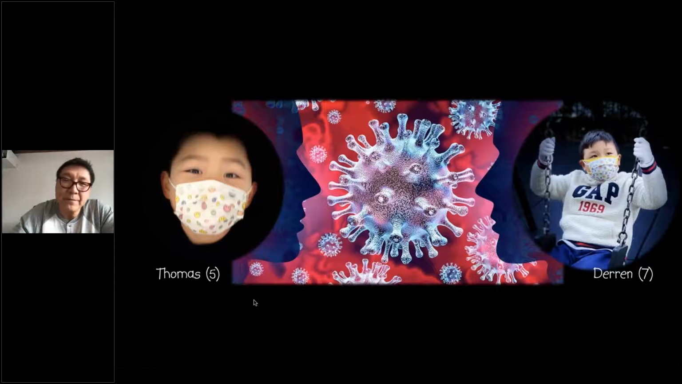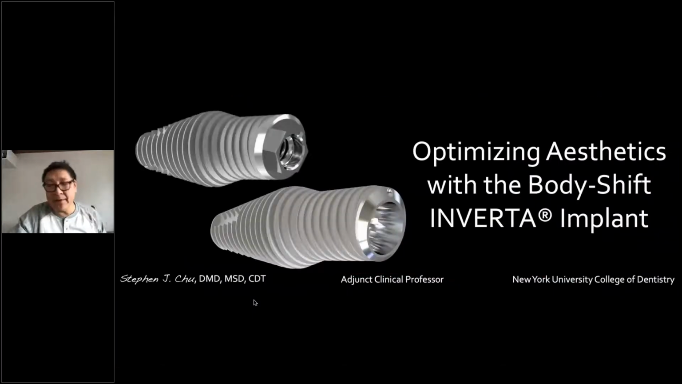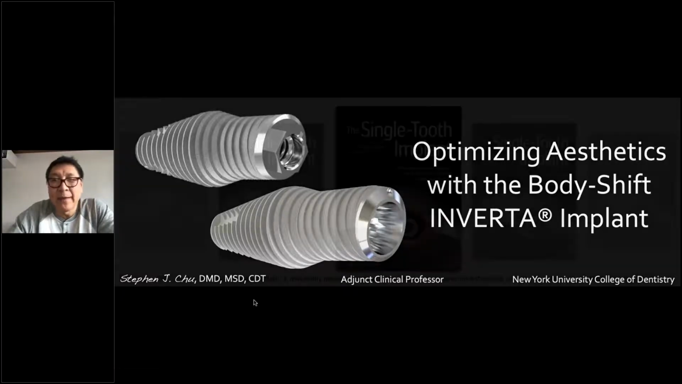Well, let's talk about some newer concepts with implantology and trying to optimize aesthetics with the concept of body shifting implants and changing shapes, so that we can maximize what each component of the implant can give us in regards to stability and aesthetics.